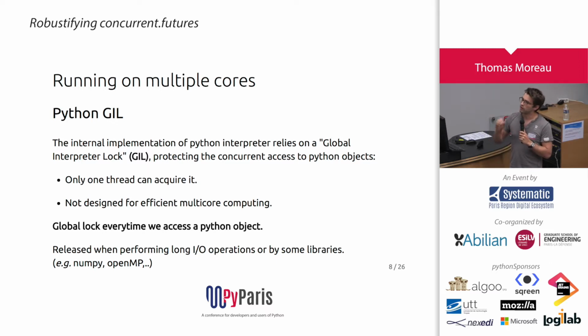So, as I said, the global lock is acquired every time we access a Python object. It's released, for instance, when we are performing long I/O operations, or by some C libraries such as NumPy or OpenMP that are designed to release the GIL when they are running. So if the library is designed in the right way, when they are running on objects that are, for instance, C objects or C arrays, they don't need the GIL anymore, and they release it, and it can help.